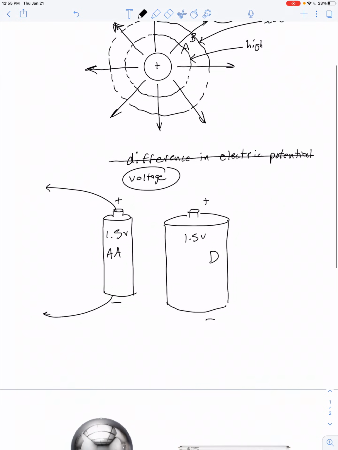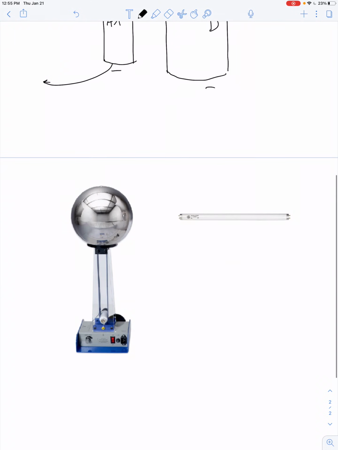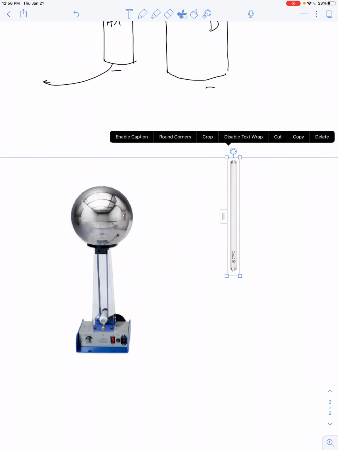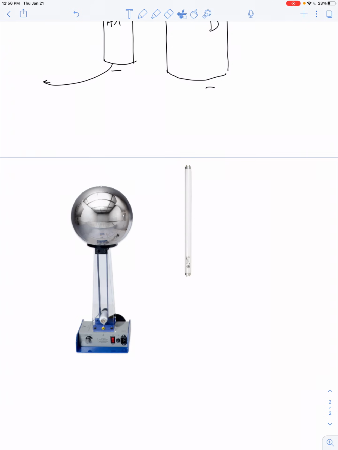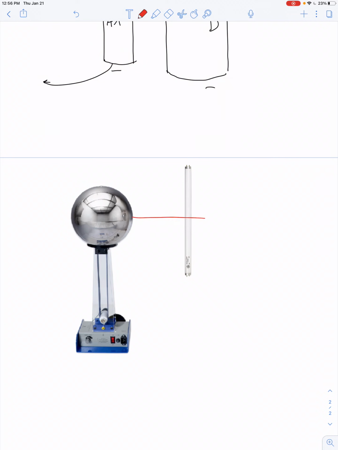So we can see the difference in electric potential in a demonstration with the Van de Graaff generator and a fluorescent bulb. The only way this bulb is going to light up is if there's a voltage across its ends. There has to be a difference in electric potential from one end to the other. So if I place the bulb like this, if I set it here next to the Van de Graaff, then it shouldn't light up at all.